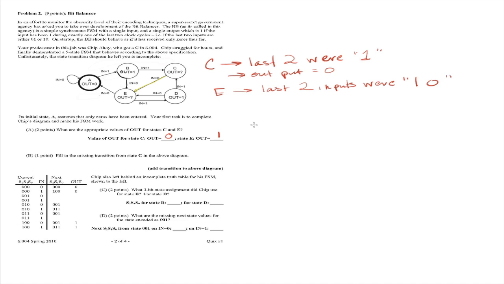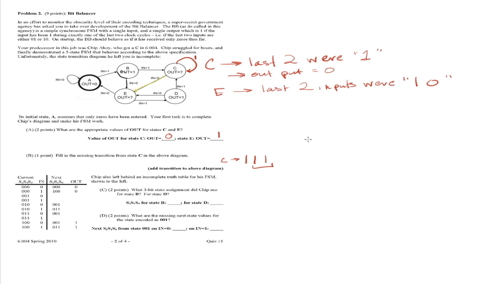So we said that state C corresponds to the last 2 inputs being 1. So if the last 2 inputs were 1, 1, we're in state C, right? And then we get another 1. Well, then the last 2 inputs were still 1, so we should stay in state C. So we'll fill this in and put a 1 right there.